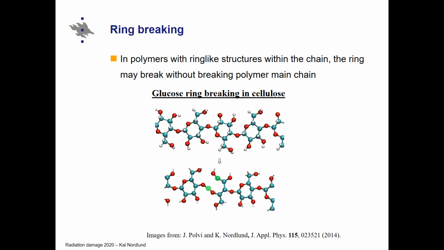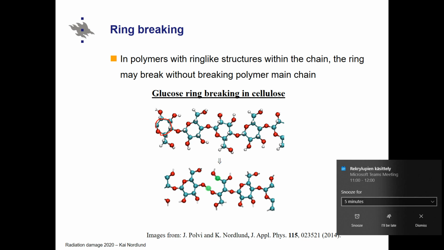And also the rings may break when you have more complicated properties. So this is in cellulose, whose forms consist of glucose rings with 5 carbon and 1 oxygen atom in the ring. And if you have these recoil events, then you can break some of the bonds here, and this can then obviously change the properties of the structure as well. So this was briefly about defects in polymer materials.